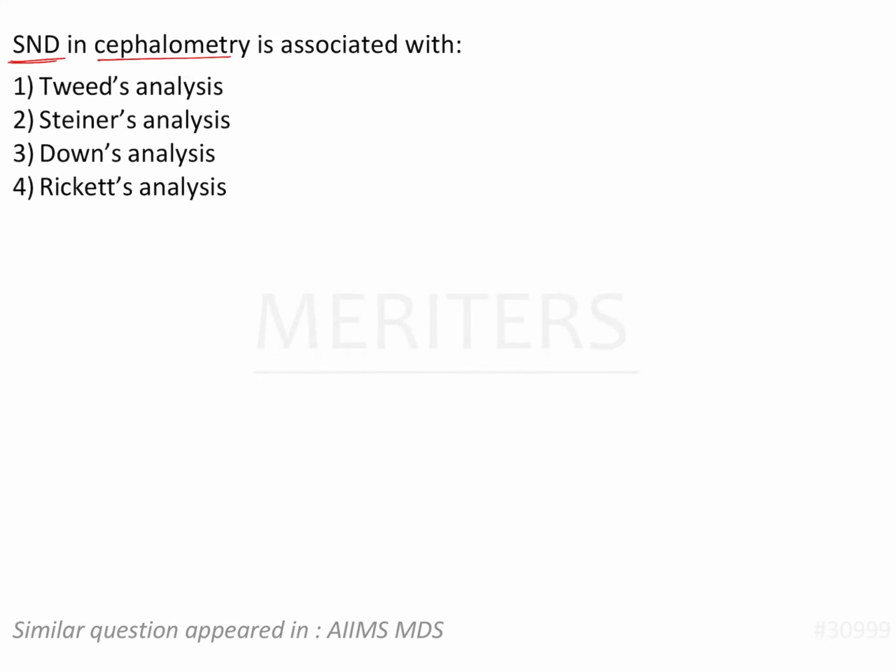SND in cephalometry is associated with? So SND tells us that there are 3 points, right? There is a point S, a point N, and a point D. So this is an angle that they're talking about. Okay, so when there are 3 points that are involved, it is usually an angle that they're talking about.